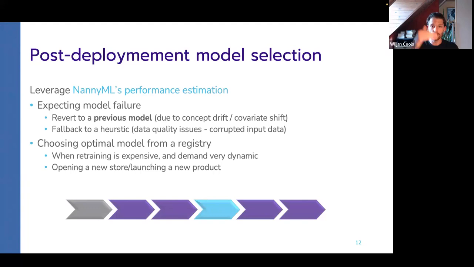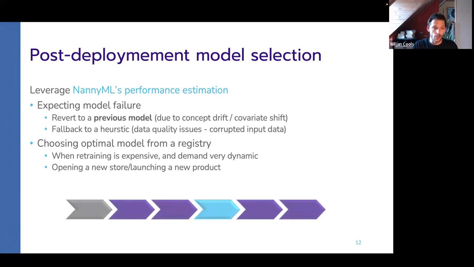And then you can just try them all out at inference time and pick the model, or pick the forecast, that has the highest expected performance or the lowest error, and execute on that forecast. And that's something that we've seen people using NannyML's performance estimation for as well.